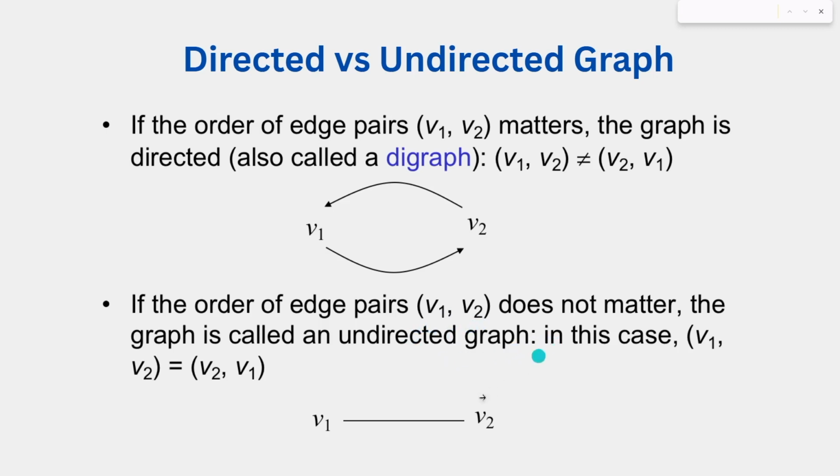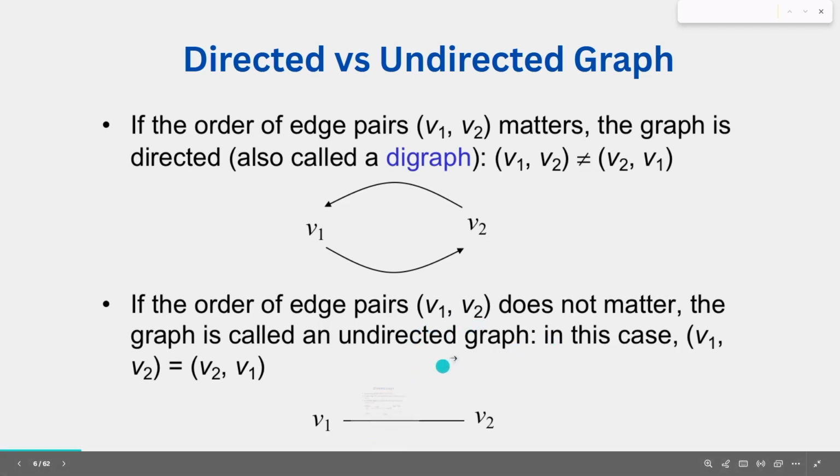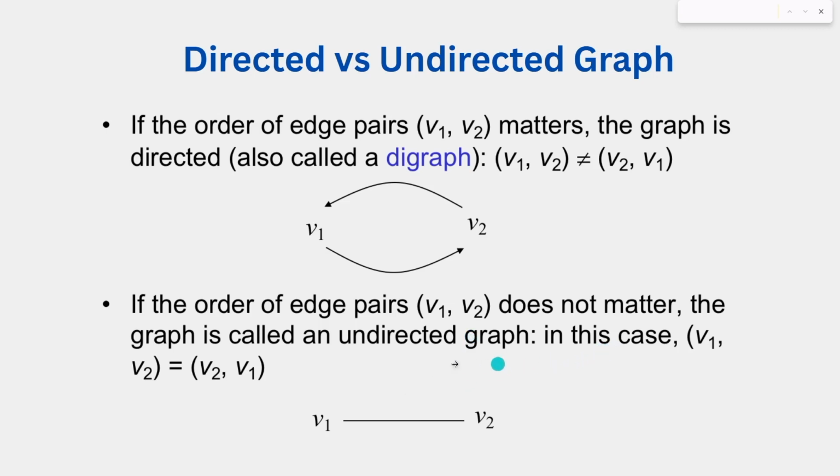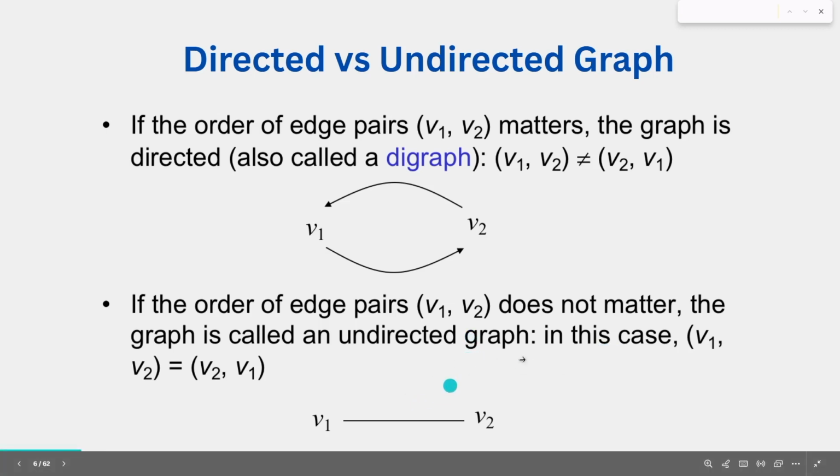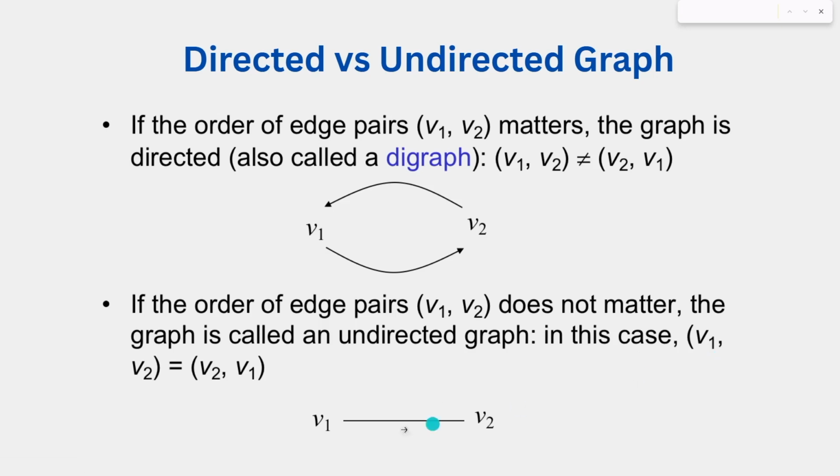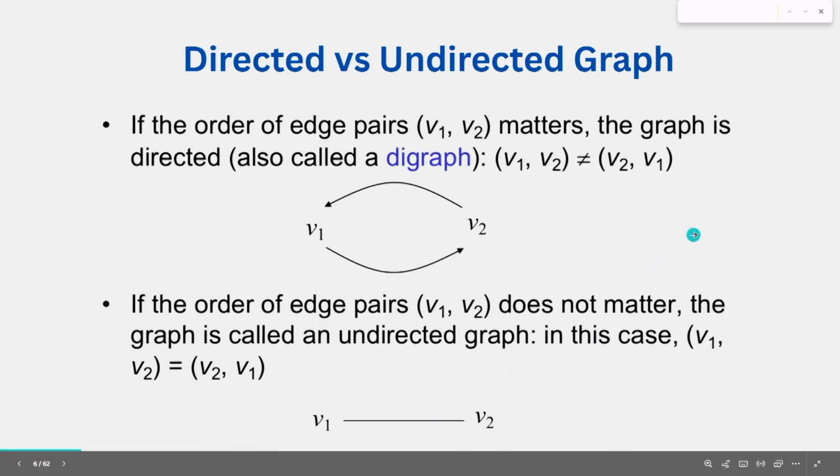And so, in this case, for instance, there is an edge between two vertices, say V1 and V2, and if you want to make a note of the edge set for this particular pair of vertices, it will include both V1 comma V2, which is equivalent to V2 comma V1.